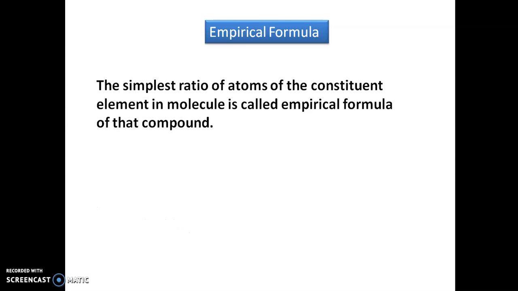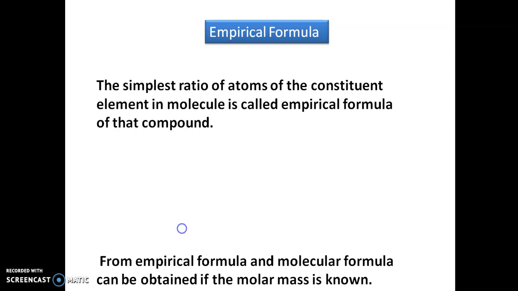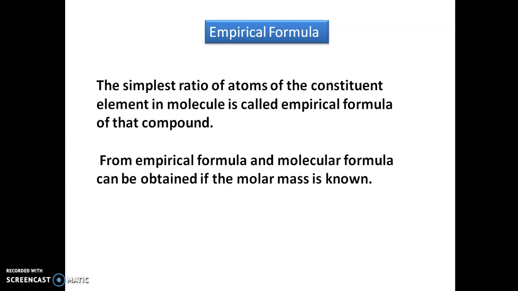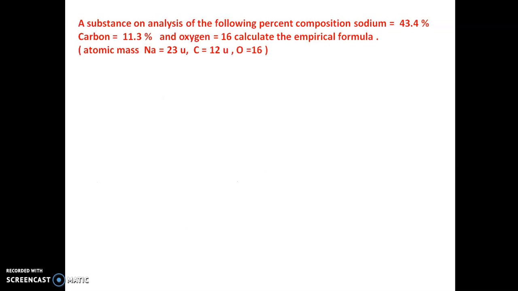Now we see about empirical formula. The simplest ratio of atoms of the constituent elements in the molecule is called the empirical formula of that compound. From the empirical formula, the molecular formula can be obtained if the molar mass is known. Now we see some examples regarding empirical formula and molecular formula.